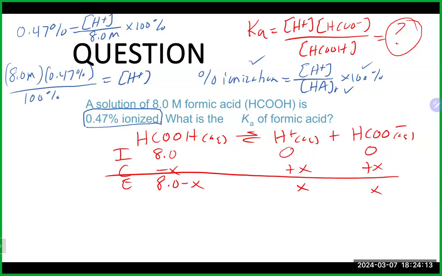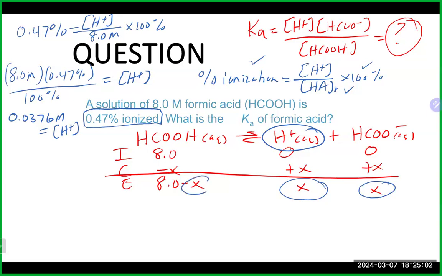So if we do that, 8 times 0.47 divided by 100 is going to give us 0.0376. So I just figured out my H plus concentration is 0.0376. That's important because if I go back to my ice table, what does that equal? That's H plus. And what I just calculated is this guy, and that guy is X. And now that I know that X, that is the same X that would be there, and that would be the same X that would be there.